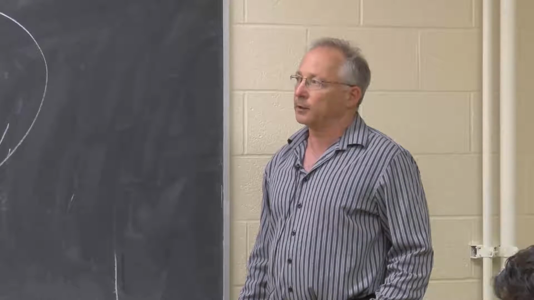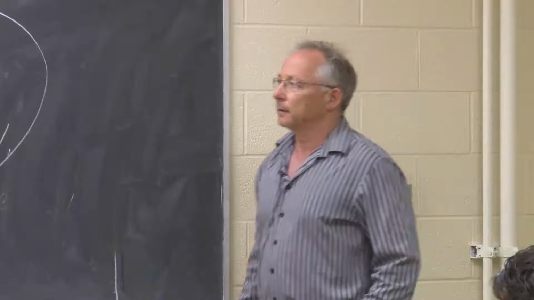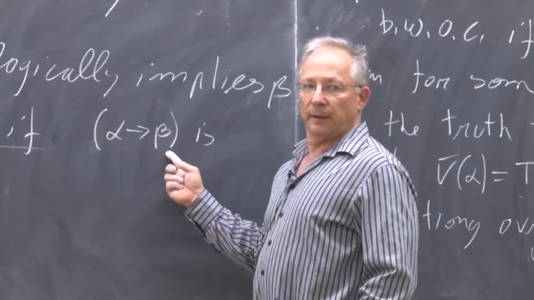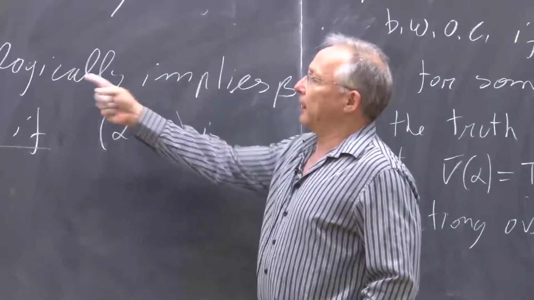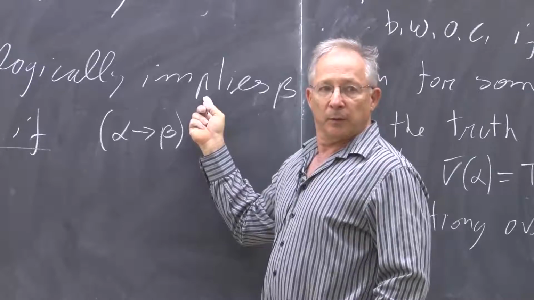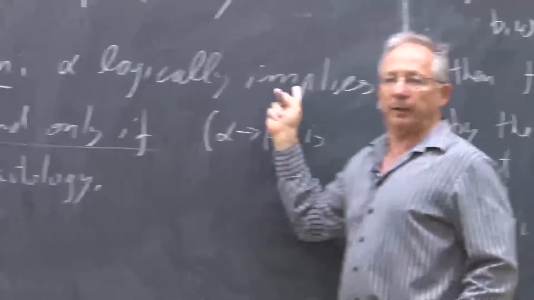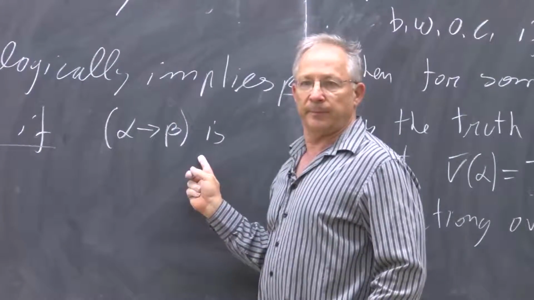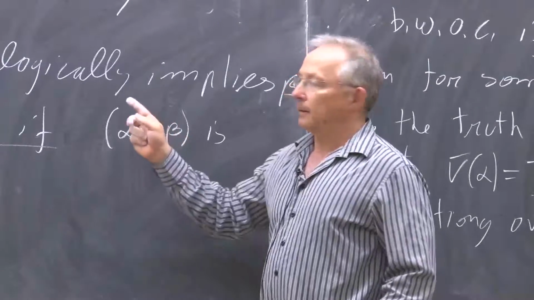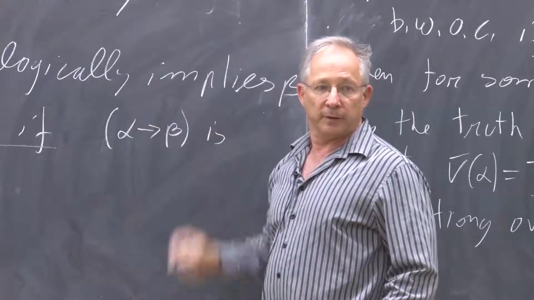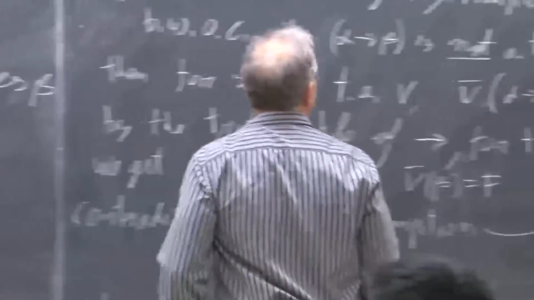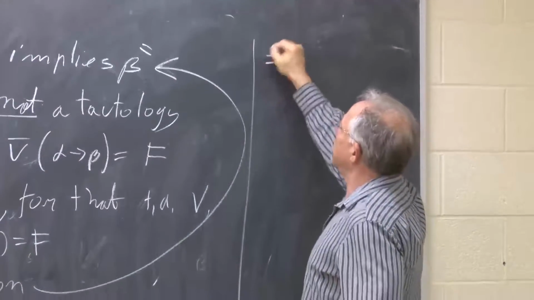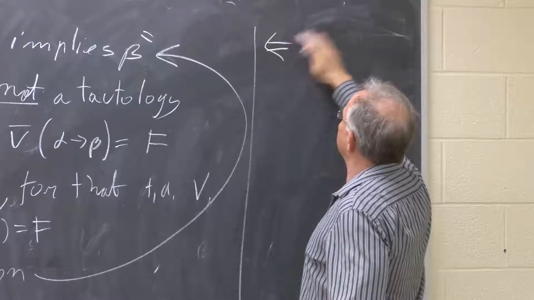Now we have to show the other direction. So we assume that this is a tautology, and we assume by way of contradiction that alpha does not logically imply beta, which means there is some V that makes alpha true and beta false. But under this V, what will be the value of alpha arrow beta? False, because alpha is true and beta is false. Okay, so now we need to argue the other direction, and I leave it to you.